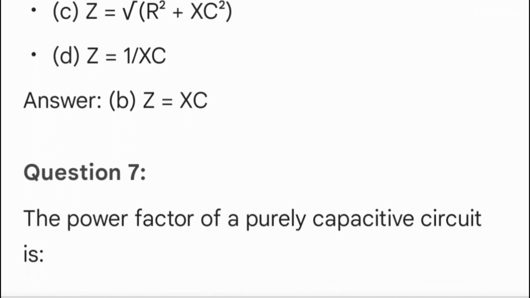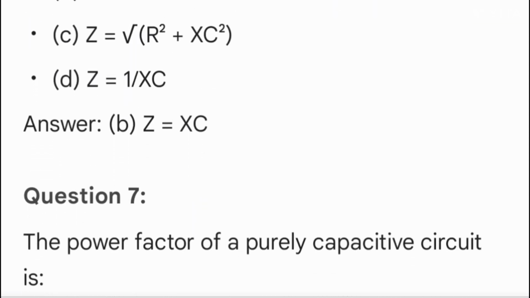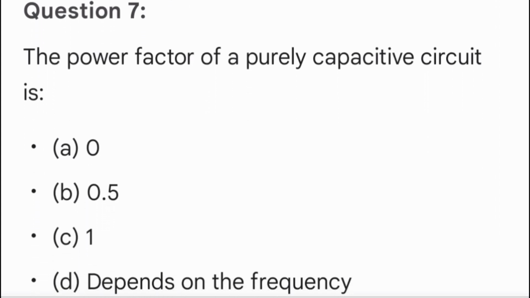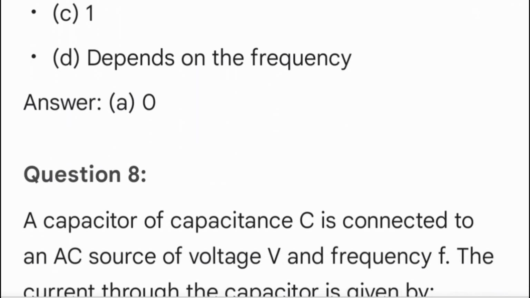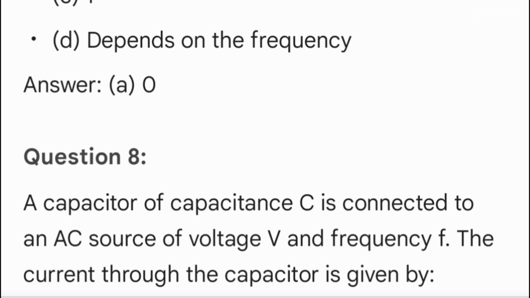Question 7. The power factor of a purely capacitive circuit is A. 0, B. 0.5, C. 1, D. Depends on the frequency. Answer: A. 0.